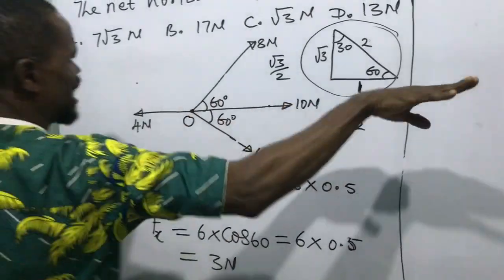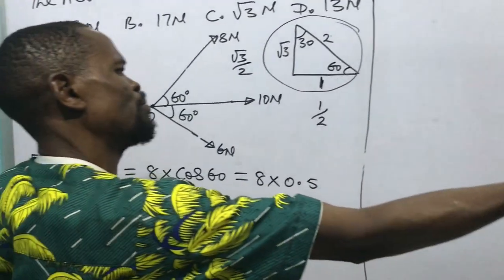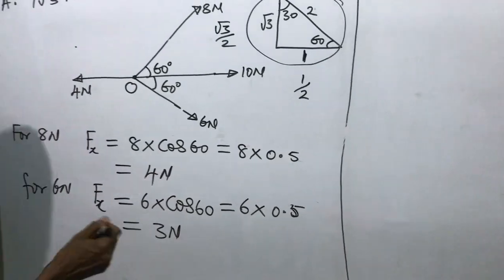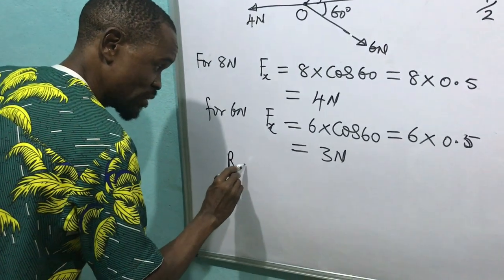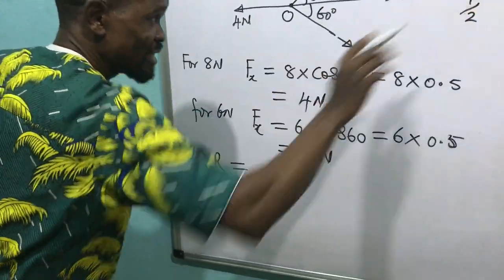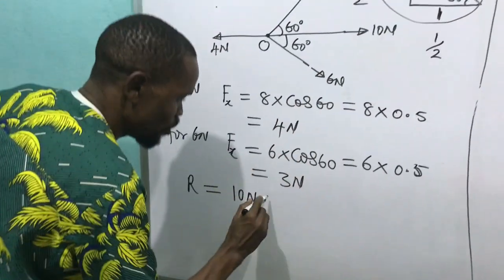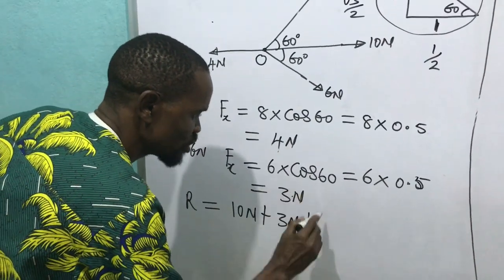So how many forces are acting this way? Just like 3 people pushing a vehicle this way and 1 person pushing the vehicle from the front back to them, I will have total resultant force R. Resultant force, I represent it with R, is equal to the force acting this way, which will be 10 newtons, which is already this one, plus 3 newtons, which is this one, plus 4 newtons, which is this one.